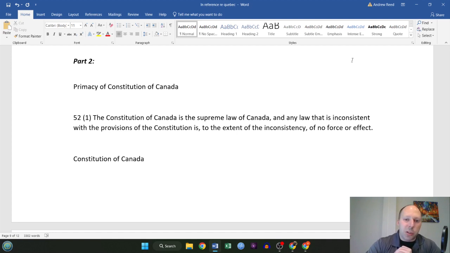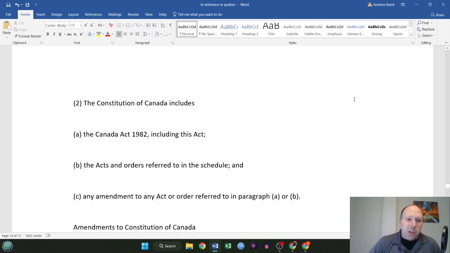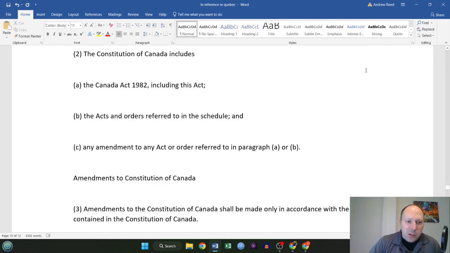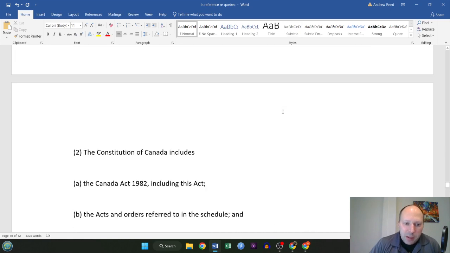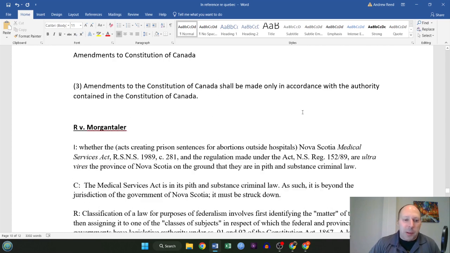The Constitution of Canada is the supreme law of Canada. Any law that is inconsistent with the provisions of the Constitution is, to the extent of the inconsistency, of no force or effect. Underline, to the extent of the inconsistency. And the Constitution includes the Canada Act of 1982, the acts and orders referred to in the schedule, and any amendment to any act. Amendments to the Constitution of Canada shall only be made in accordance with the authority contained in the Constitution of Canada. So that particular passage of the Constitution was noted in the hyperlink.